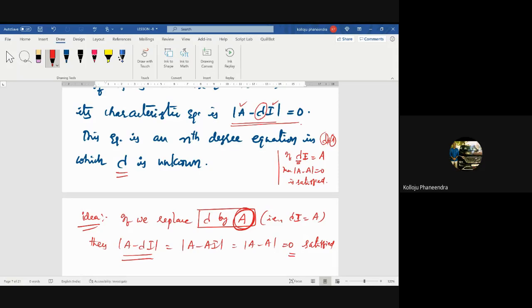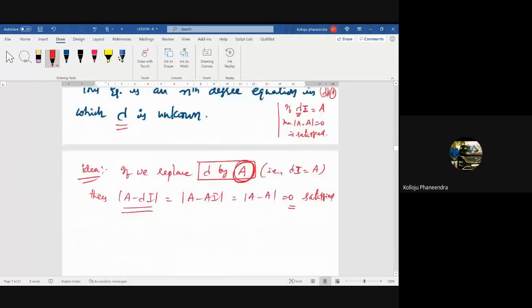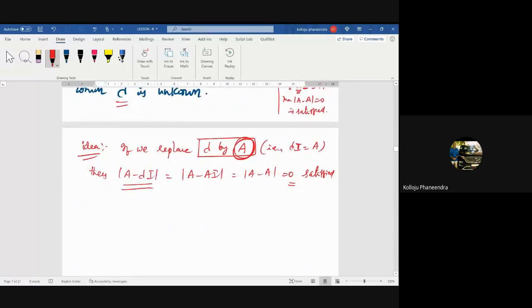Got it? And what is the use of this Cayley Hamilton theorem? Using it, we can find powers of A, meaning A square, A cube, A power 20, like that. And we can also find the inverse of a matrix. For example, let me tell one easy problem: verify the Cayley Hamilton theorem. Just wait.